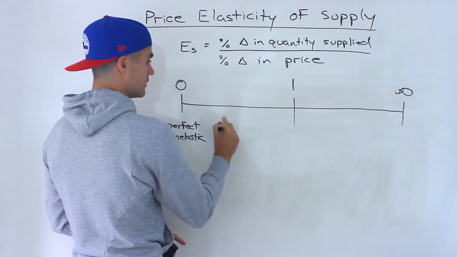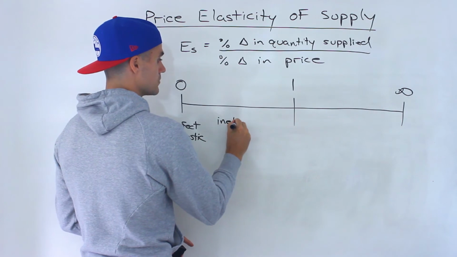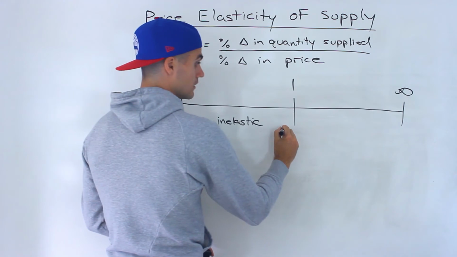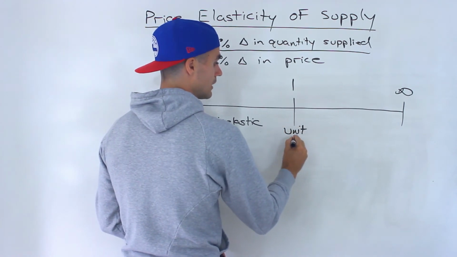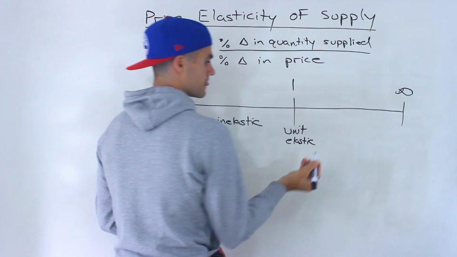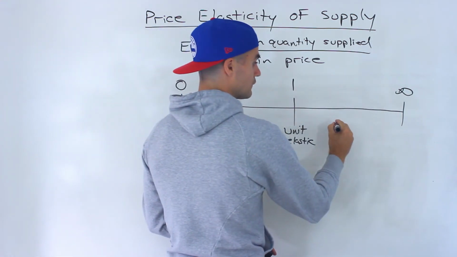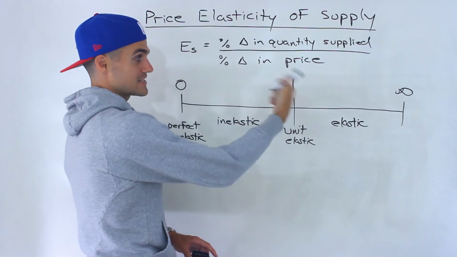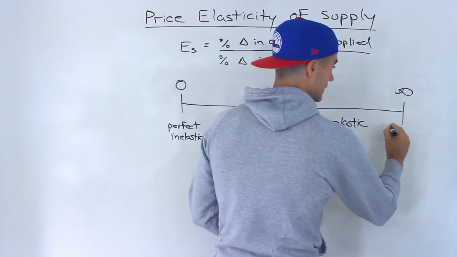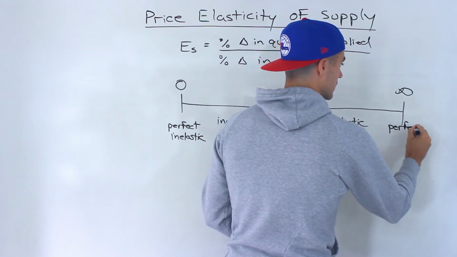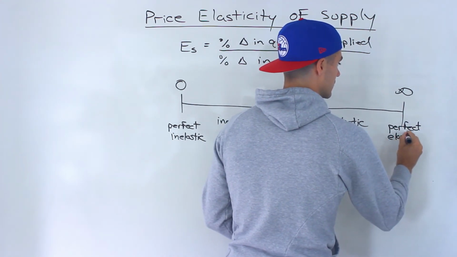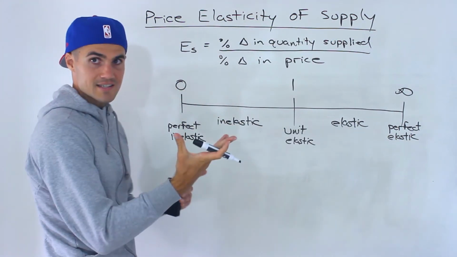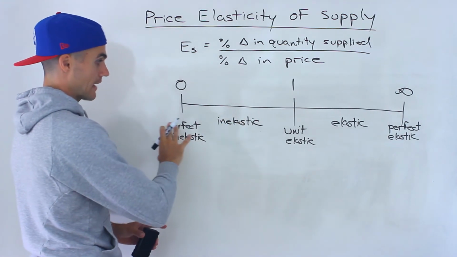Between 0 and 1, over here is just going to be inelastic supply. If it takes a value of 1, then it has unit elastic supply. If it's between 1 and infinity, it has elastic supply. And then if it's at infinity, it basically has perfect elastic supply.